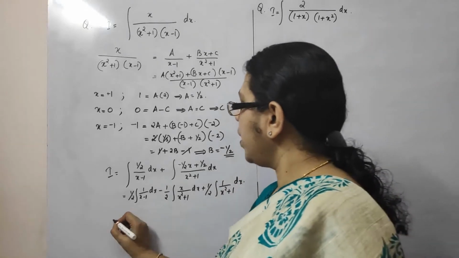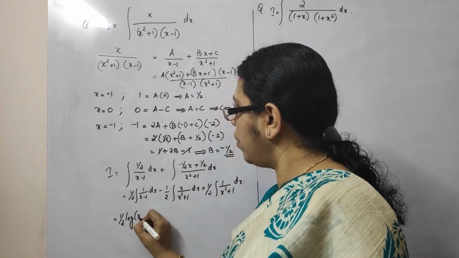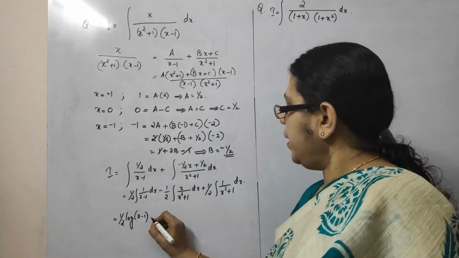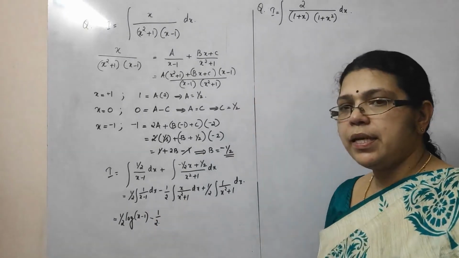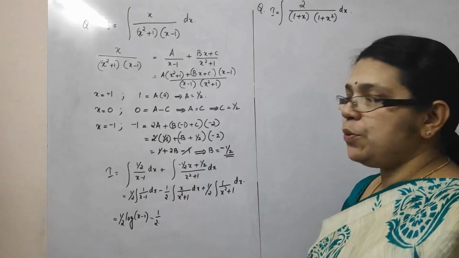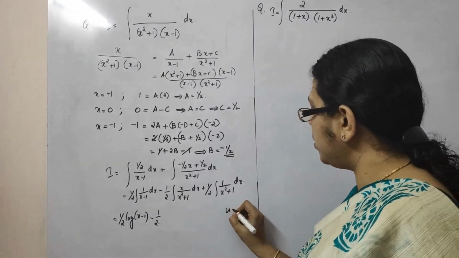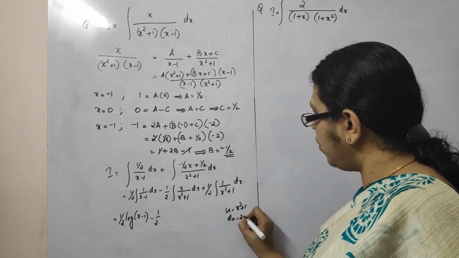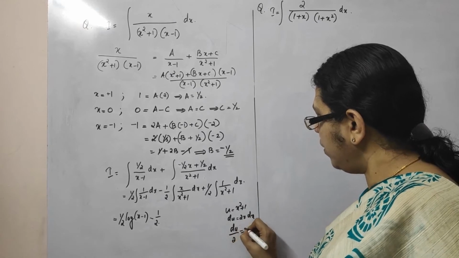Now, this one I can readily write as 1 by 2 into log of x minus 1. Any doubts? No doubts. Minus 1 by 2 into, how will you integrate this? I substitute u is equal to x square plus 1. So, what do I get? u is equal to x square plus 1. du becomes 2x dx. So, du by 2 is equal to x dx.